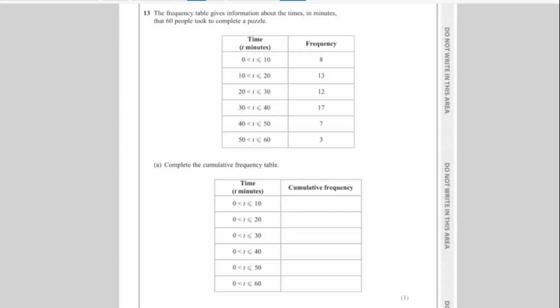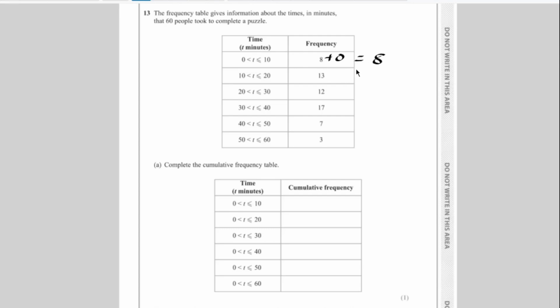Let's move on to the 13th question, which is cumulative frequency. Let's see how to get the cumulative frequency when the frequency table is given. Cumulative frequency is also known as running total. The previous frequency before 8 is always 0. Therefore, I'm adding 0 here. 8 plus 0 becomes 8.